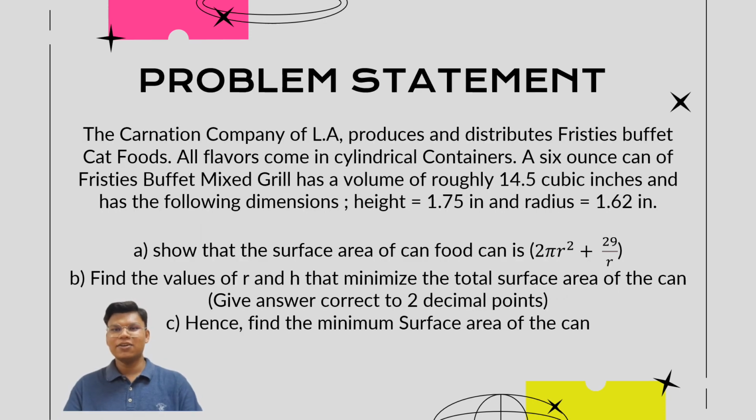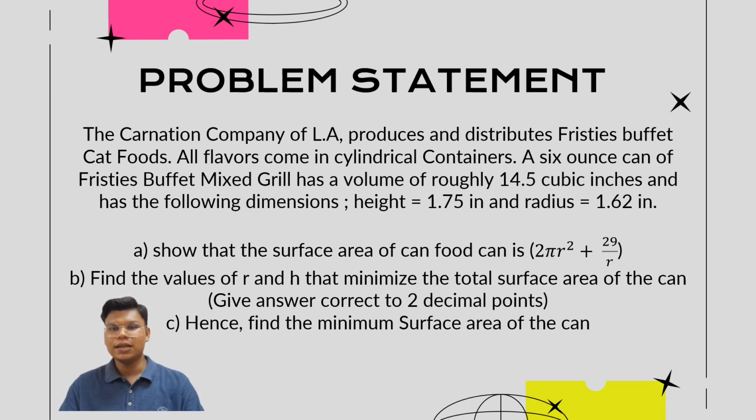The Carnation Company of LA produces and distributes Friskies buffet cat foods. All flavors come in cylindrical containers. A 6-ounce can of Friskies buffet mixed grill has a volume of roughly 14.5 cubic inches and has the following dimensions: the height is 1.75 inches and the radius is equal to 1.62 inches.